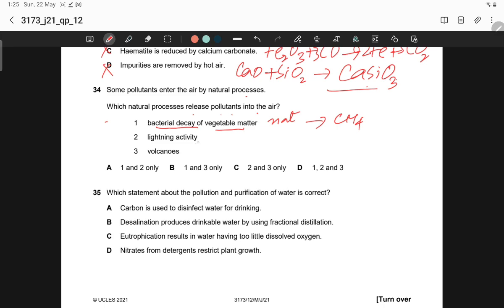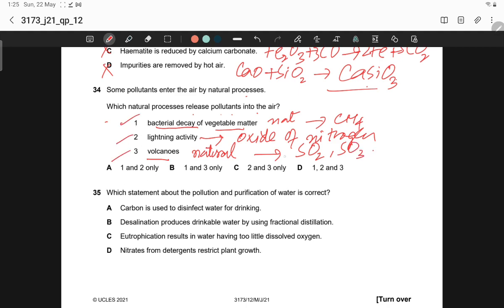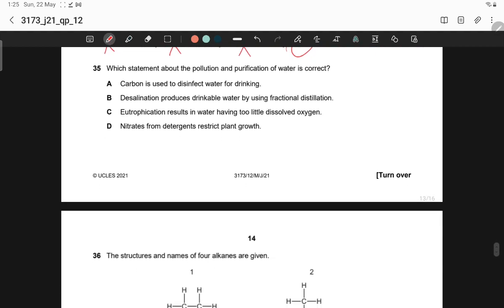Lightning activity. This is also a natural process, producing oxides of nitrogen. Volcanic eruption, also a natural process, producing sulfur dioxide and sulfur trioxide. So 1, 2, 3 statements are correct. So 1 and 2 is incorrect, 1 and 3 incorrect, 2 and 3 incorrect, D option is correct option.